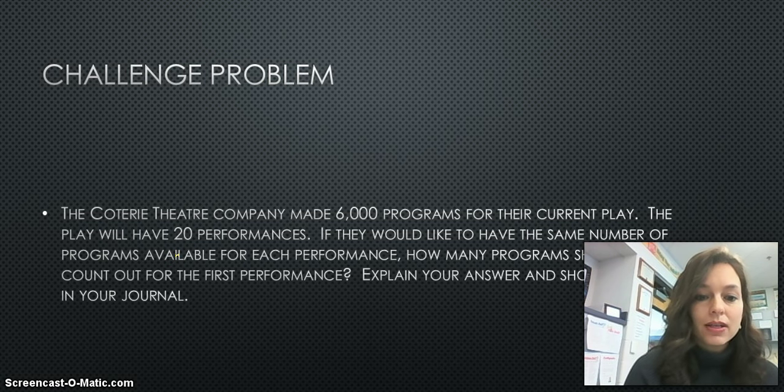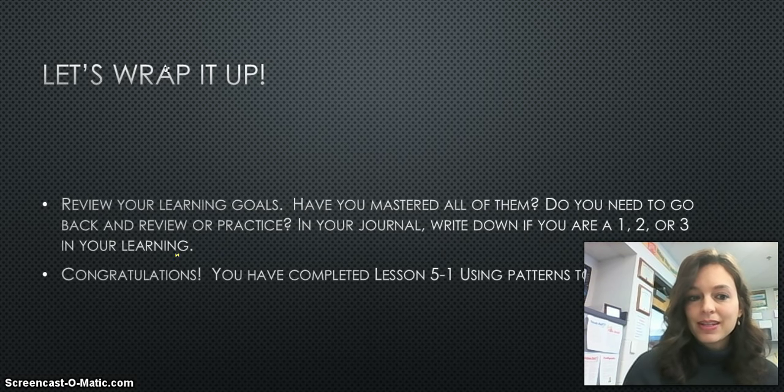The Coterie Theater Company made 6,000 programs for their current play. The play will have 20 performances. If they would like to have the same number of programs available for each performance, how many programs should they count out for the first performance? Explain your answer and show your work in your journal. Good luck. Let's wrap up.